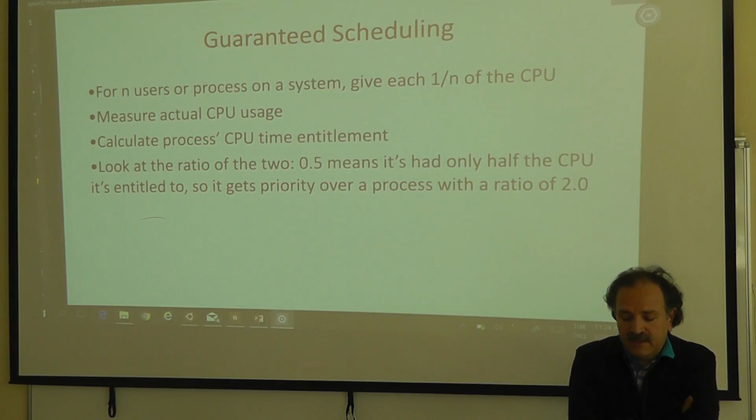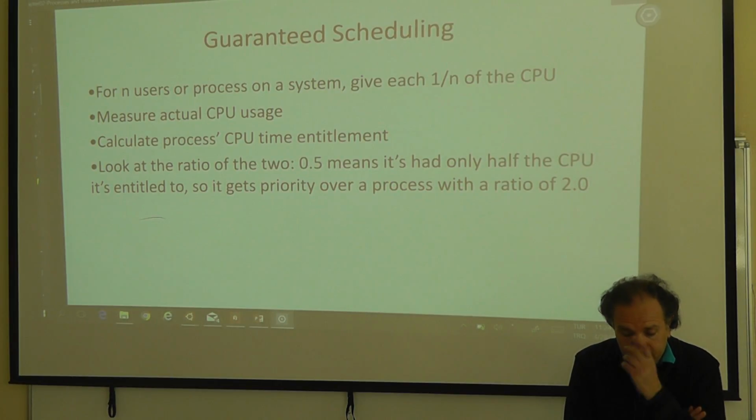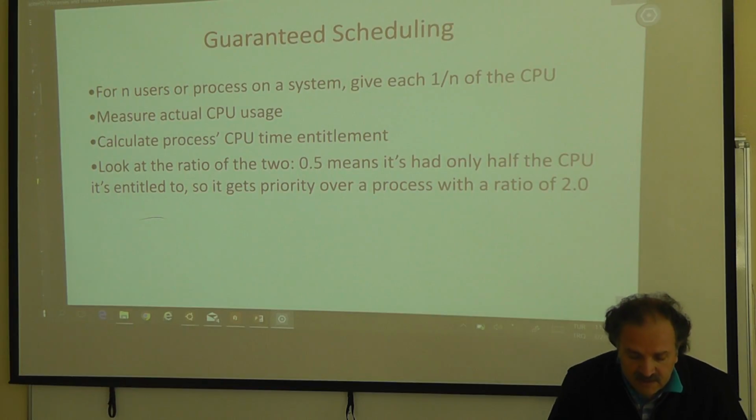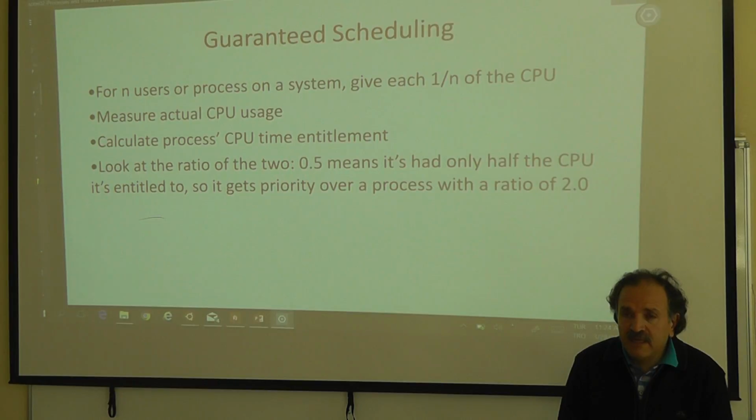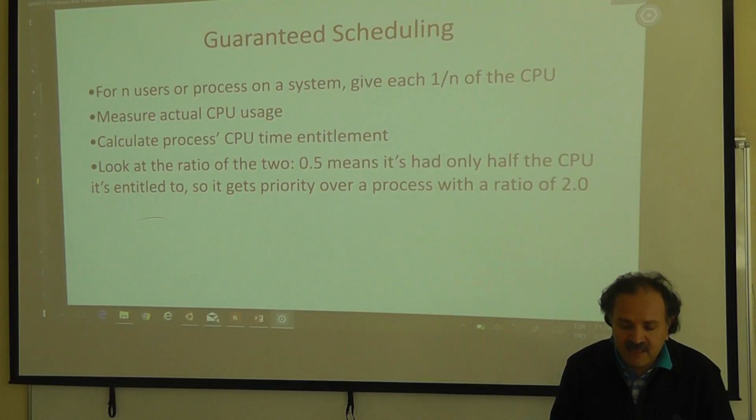Another interactive scheduling algorithm is guaranteed scheduling. Let's say I have n users or processors on a system. So I give 1 over n of CPU time to each process or to each CPU. That means that when I run n processes, I expect that each process or each user should get the 1 over n of the CPU.